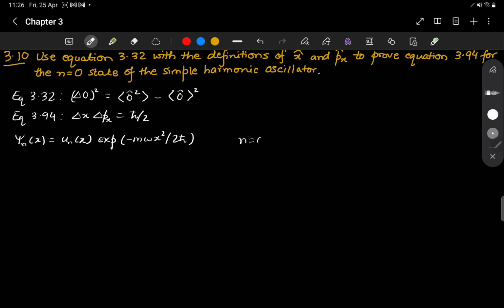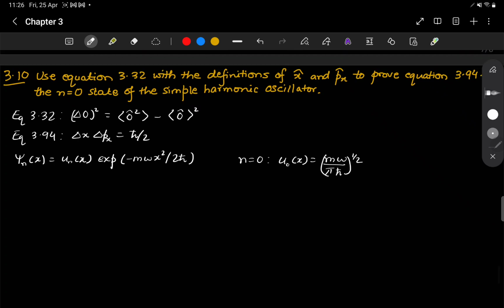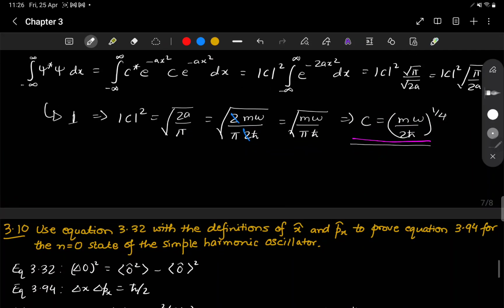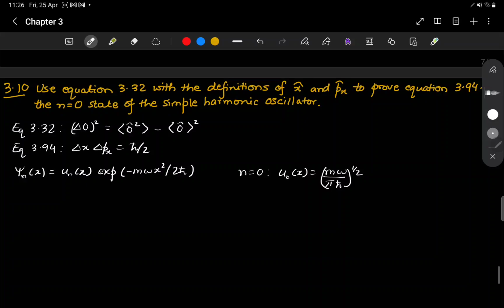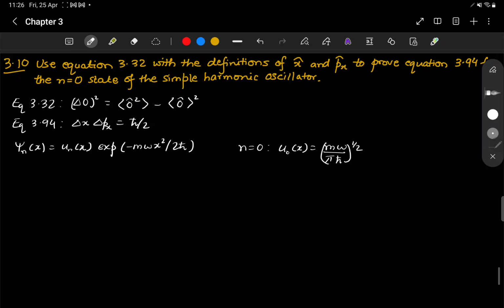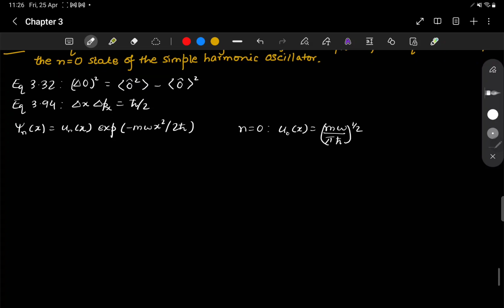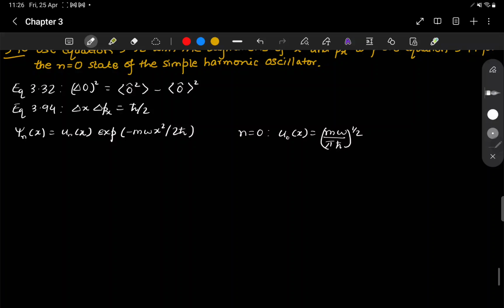Where for n equal to 0, this u of x function is actually just a constant, which we evaluated in the previous question. This constant right here is for the ground state. For the higher order states, the value is different and it is x dependent as well. So this is for the ground state, and let us find out these expectation values for the x operator.